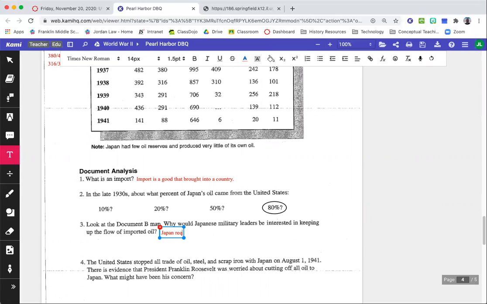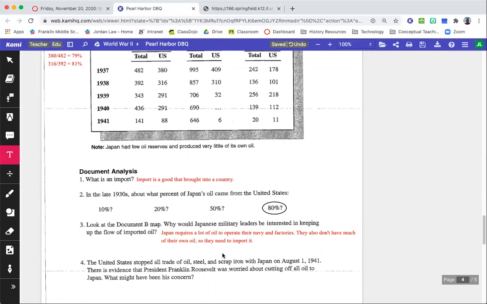So Japan requires a lot of oil to operate their navy and factories. They also don't have much of their own oil, so they need to import it. And if they stop importing that oil, they're going to be in trouble. They're not going to be able to run their Navy anymore.